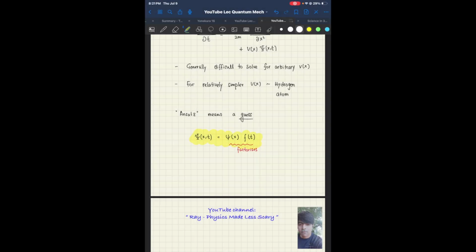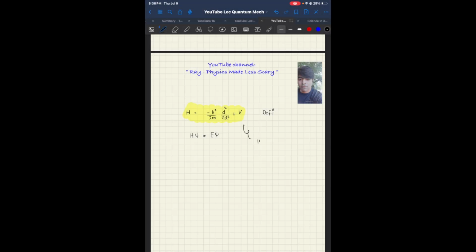This is called separation of variables, and this is a standard trick used in classical mechanics. This is called the Hamiltonian.